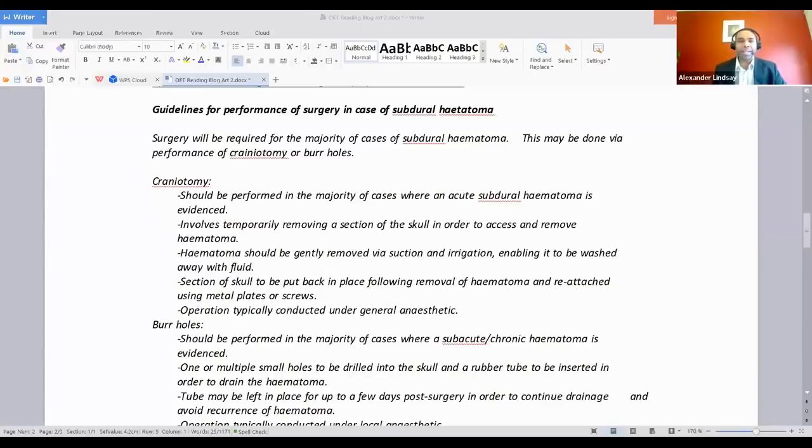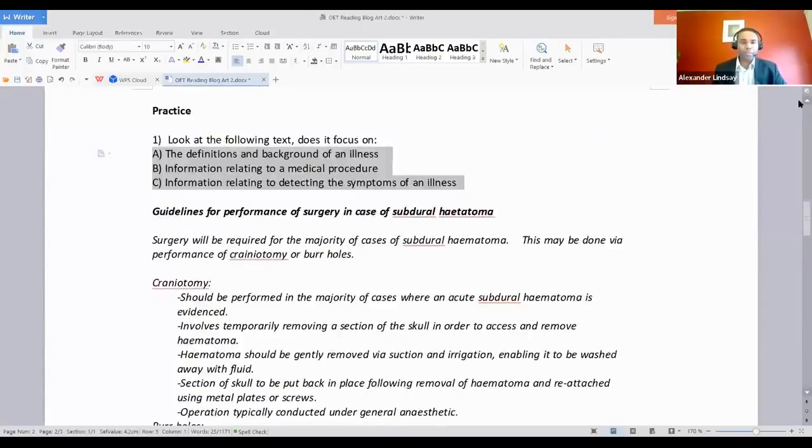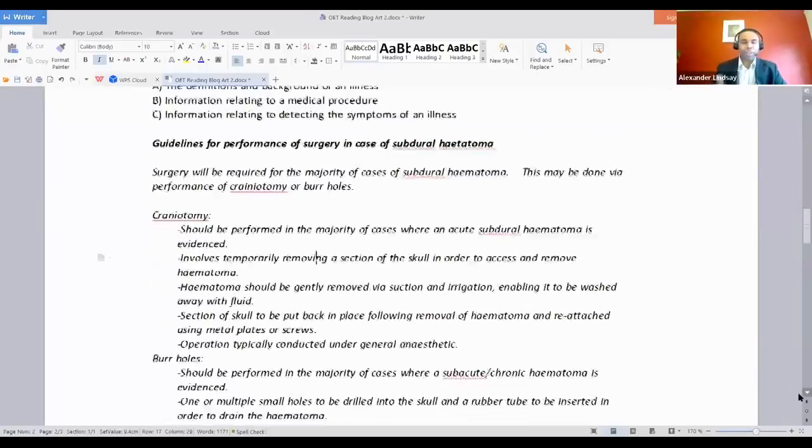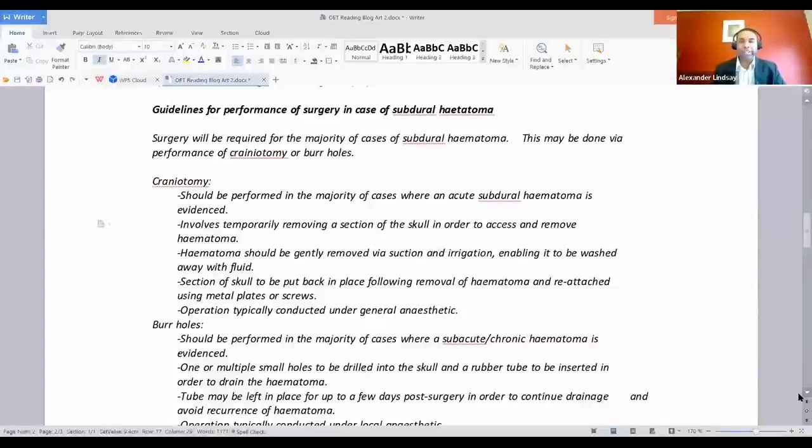So straight away here, then, you've got the guidelines for performance of surgery in case of subdural hematoma. And, you know, surgery obviously is a medical procedure. So just from looking at the heading, you're getting a really strong clue as to what the general focus of the text is. So just reading that heading and having a quick look at the topic sentence in order to get an idea as to what the text is about. This is what we're talking about when we're talking about skimming. So you skim through the text, you get a good background in terms of what the text is about.